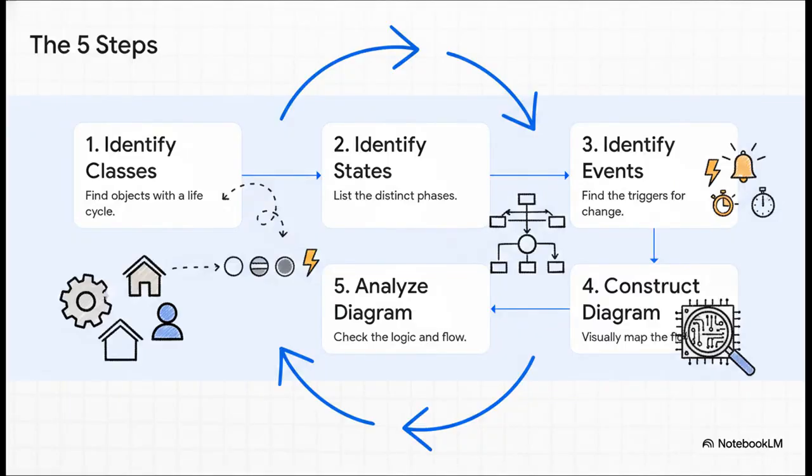So it all starts with finding the right objects. Then we list out all their possible states and the events that connect them. From there, we actually build a diagram, the map, and finally, we take a good look at it to make sure it's correct. Let's walk through this using our scientific paper example, shall we?